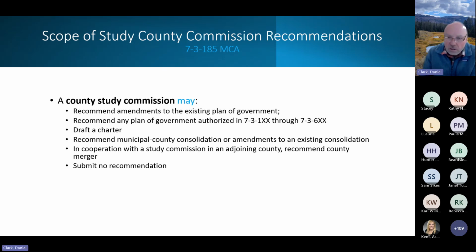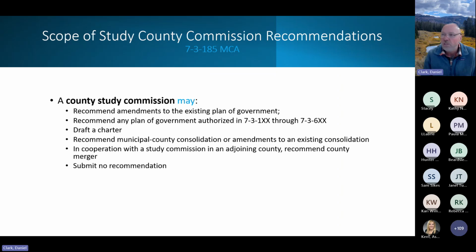You can draft a charter, which is like a local constitution, and we can talk about that later in the presentation. Recommend a municipal county consolidation or amend an existing consolidation. So Butte-Silver Bow or Anaconda-Deer Lodge, they can amend that consolidation. Or if there's a community, a city and a county, that says, maybe we want to check out this idea of consolidating city and county government like Butte-Silver Bow or Anaconda-Deer Lodge.